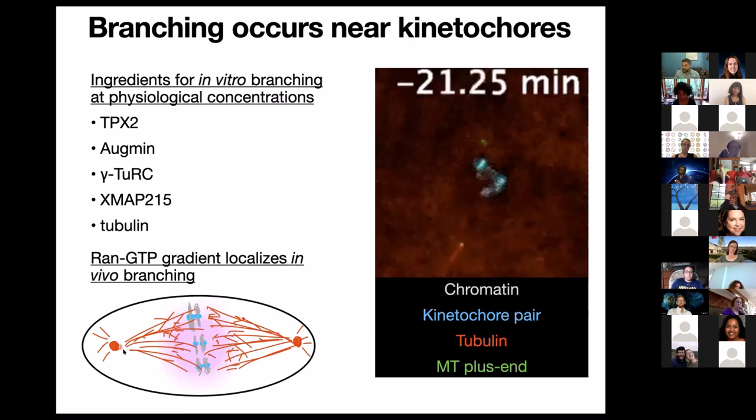So you get a lot of nucleation at the centrosome because you have lots of tubulin concentration. You get a lot of nucleation in the vicinity of the chromosome because you have this gradient of this required TPX2 molecule, which we're going to talk about next.